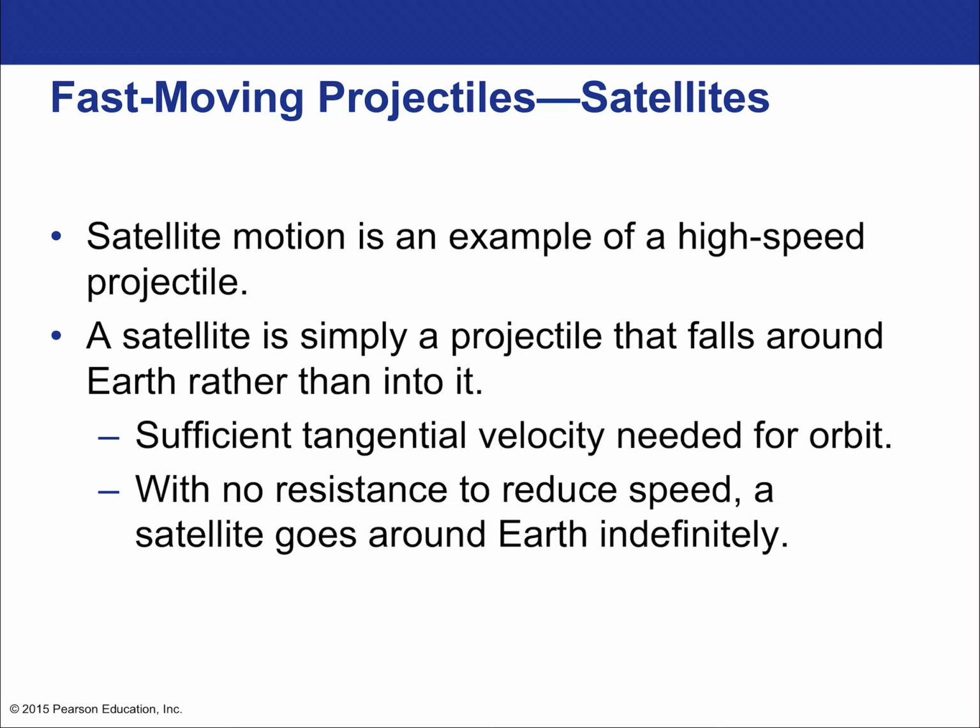Sufficient tangential velocity is needed for orbit. With no resistance to reduce speed, a satellite goes around Earth indefinitely. Why is there no resistance? Well, because satellites are above the Earth's atmosphere. So up to this point, we've been saying, oh, negligible resistance. And satellites really have negligible resistance.